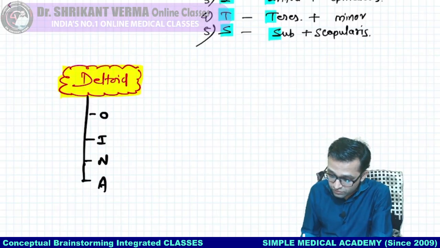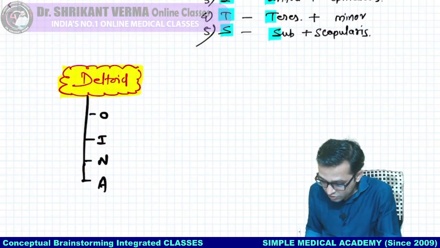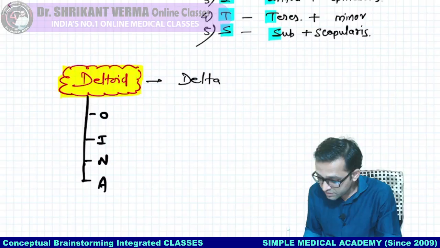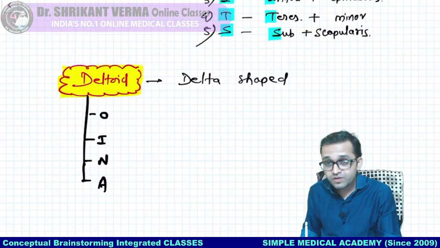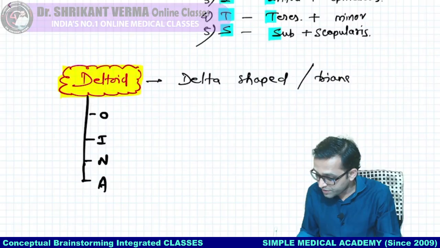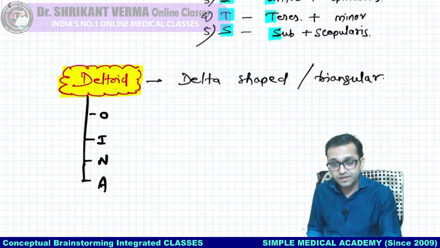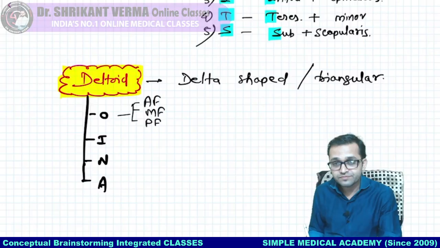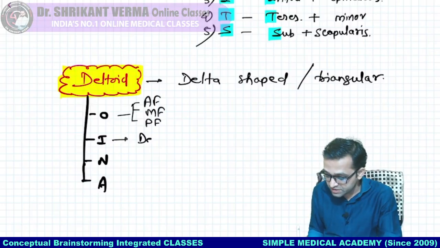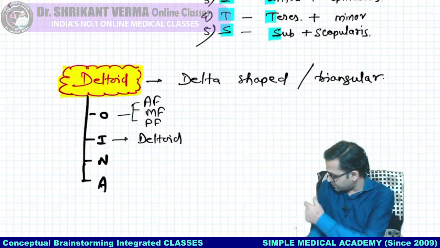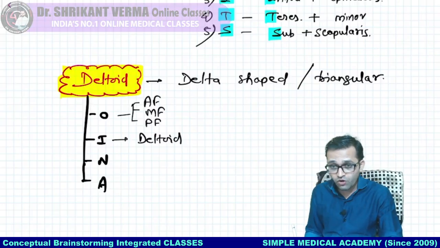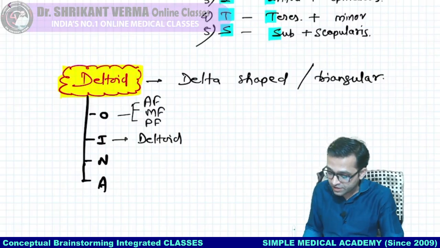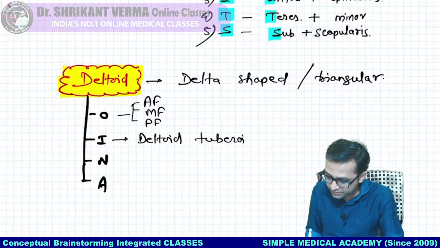Now see here, nomenclature. This deltoid muscle is named because it is delta shaped. Also you can say it is triangular. Origin, I will show you. It has three types of fibers: anterior fiber, middle fiber and posterior fiber. Insertion is easy, that is the deltoid tuberosity of the humerus. If you recall your osteology part, deltoid tuberosity, only one line you have to remember.